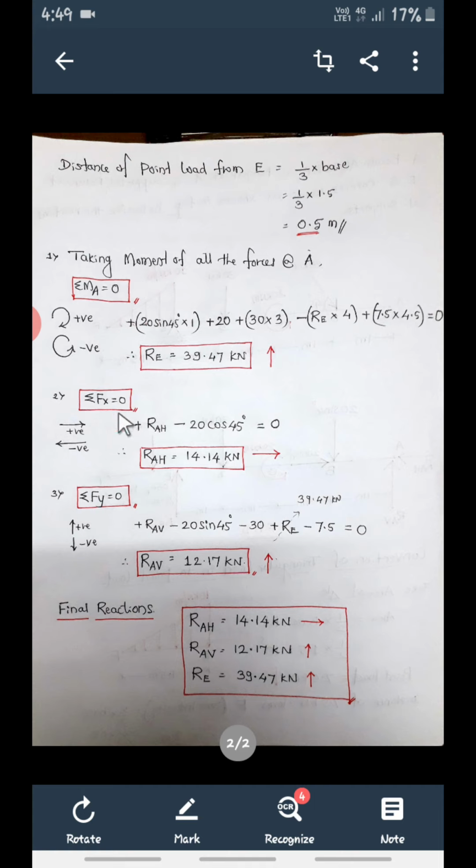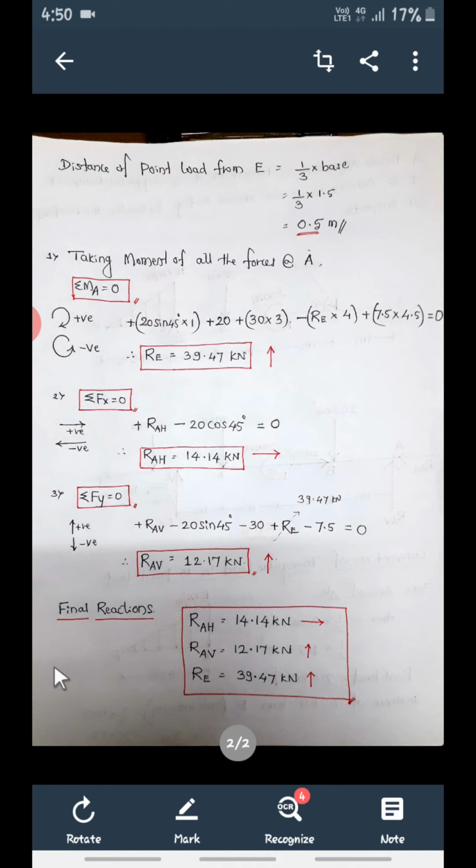So using three equations, we have found these three unknowns. So the final reactions you can write down. RAH we have got as plus 14.14, horizontal. This is the direction we have assumed, and this is correct. RAV also we have got plus, vertical. This is the direction we have assumed, and this is correct. Plus means this direction is correct. Similarly, RE is 39.47. This is also plus, meaning whatever direction we have assumed is correct. So these are the reactions. At A, RAH and RAV, and at E, roller, only one reaction, that is RE equal to this value.